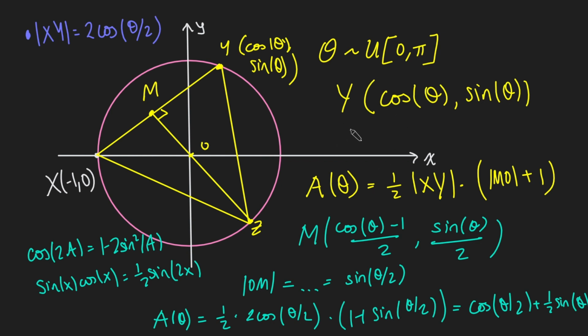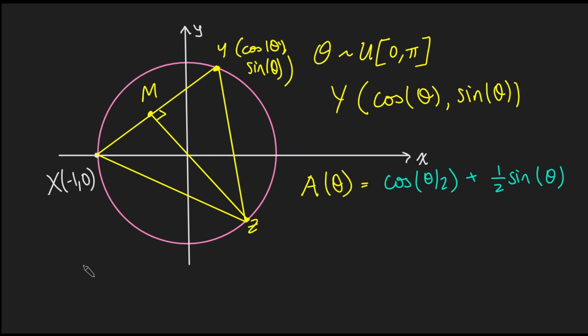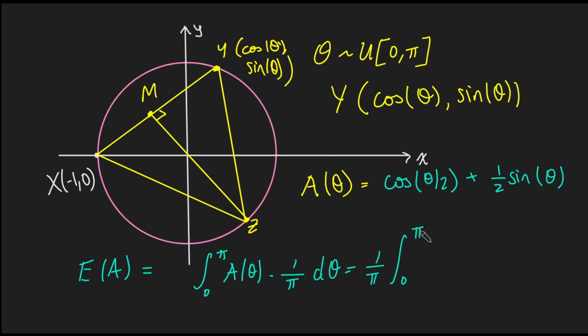And so now we can use the law of conditional probability to help us work out the expected value of the area of this triangle. The expected value of A, the area of this triangle, is now just going to be equal to the integral from 0 to pi of A of theta multiplied by the probability density function of this thing here, which is just 1 over pi, because this is a uniform distribution. And so therefore this is going to be 1 over pi times the integral from 0 to pi of cos theta over 2 plus a half sine theta d theta.